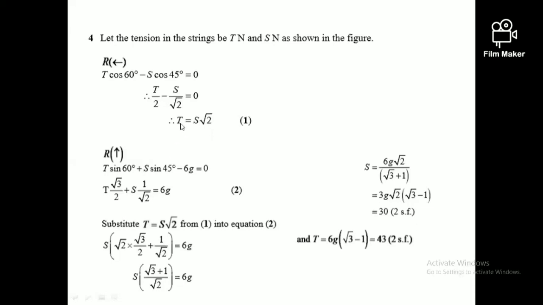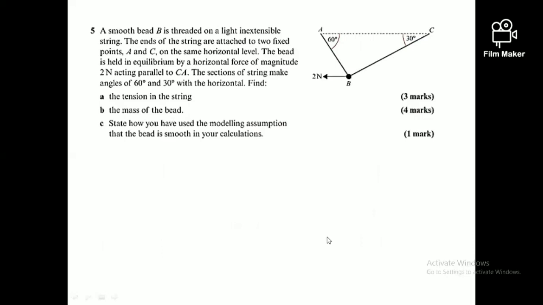Then we know that T equals S root 2. So this answer should multiply with how much? S is 30, so 30 root 2. With that you can obtain the answer for T this way. Then you can obtain the final answer for this as 43. Hopefully you can understand how to get that value, right? Okay, let's move to the next question.